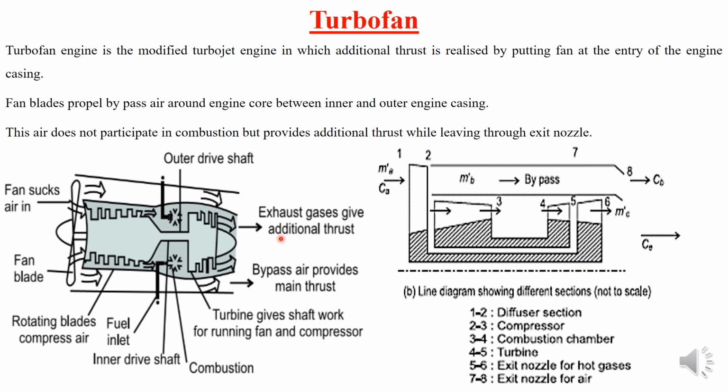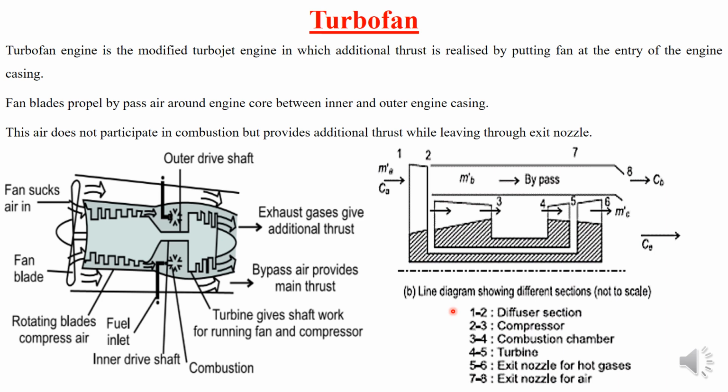Whenever you talk about turbofan, bypass ratio is very important. That is nothing but the ratio of flow through the bypass duct, it is called the bypass duct, and flow through the compressor. Whatever air is flowing through the bypass duct, and whatever air is flowing through the compressor, that ratio is known as bypass ratio. Usually it will be around 0.3 to 0.8.